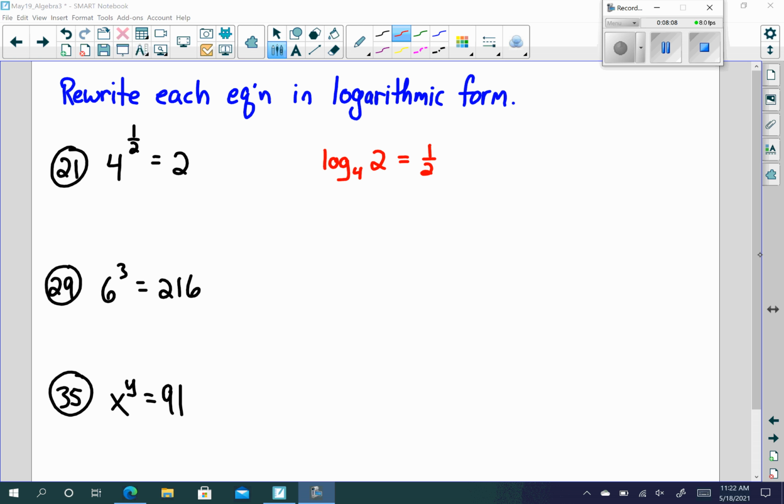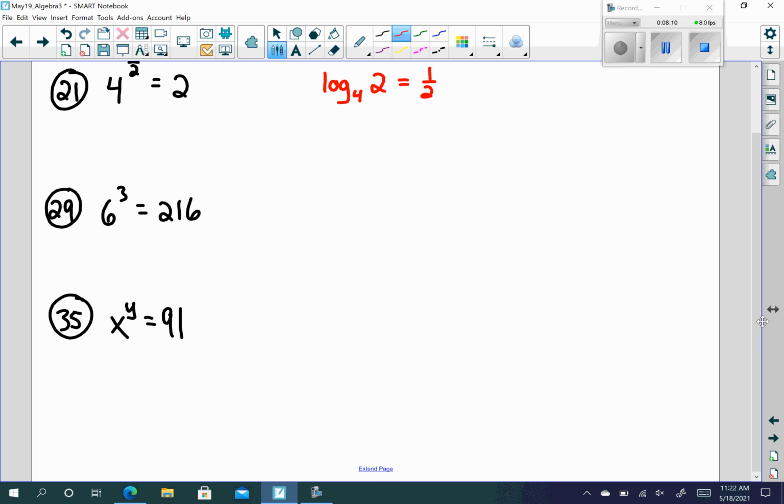You guys go ahead and try 29. So here we're going to have log, our base is 6 of 216 is going to equal 3. And go ahead and try 35. Here our log is x, so we have log base x of 91 is going to equal y. So that's how we go from exponential form to logarithmic form, or in the first set of problems from logarithmic form to exponential form.